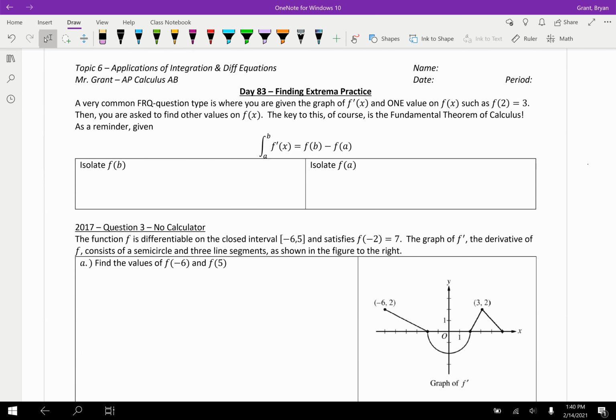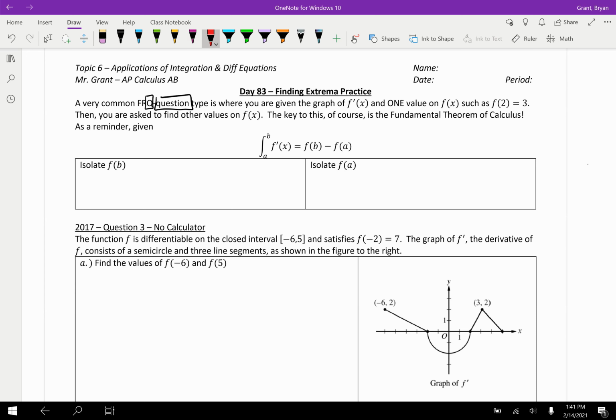Well, we're going to look at an extremely common free response question type, FRQ question type, that's somewhat redundant, where you're going to be given the graph of f prime of x, or some version of that, and then you're going to be given one value on f of x, such as f of 2 equals 3. And then you're going to be asked to find other values on f of x. And we've touched on this actually very recently when we did particle motion. The key is going to be manipulating that fundamental theorem of calculus.